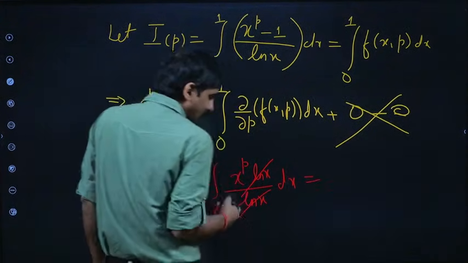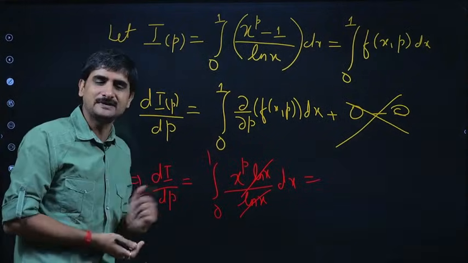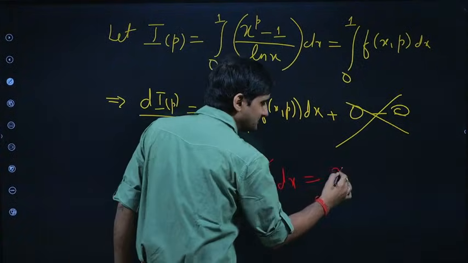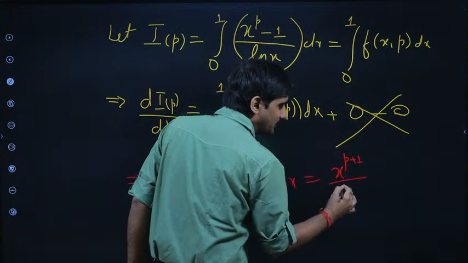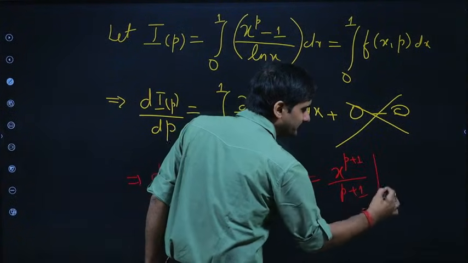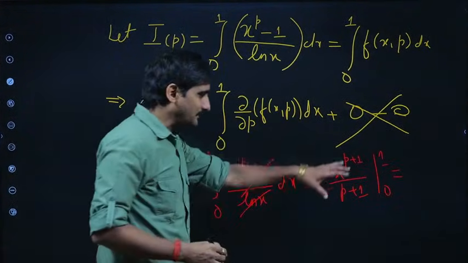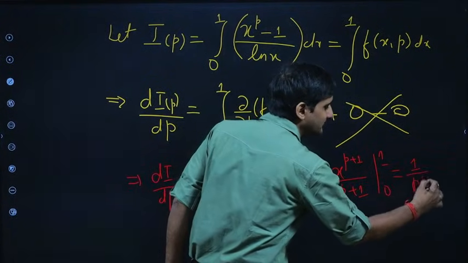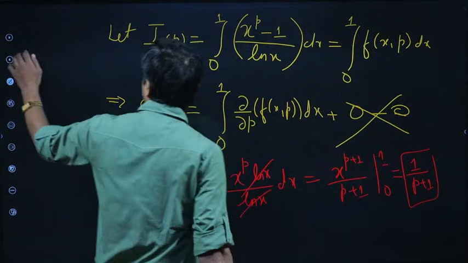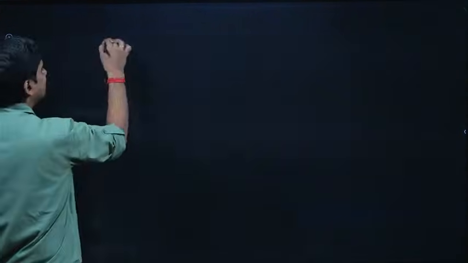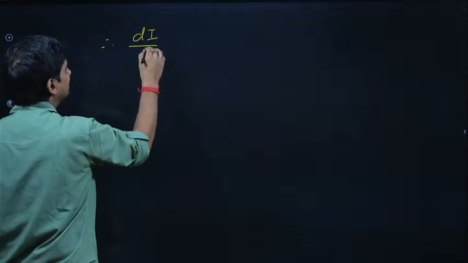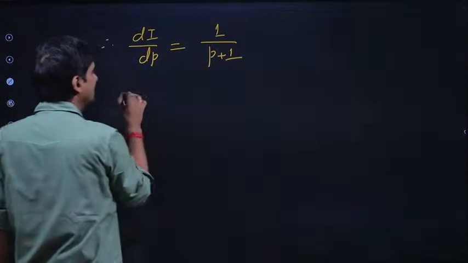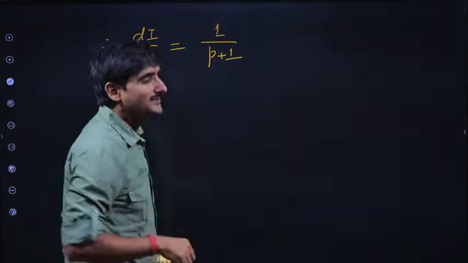So what do we get? Now integrate, because it's a simple integral with respect to x. The integral of x raised to the power p with respect to x is x raised to the power p plus 1 upon p plus 1, from 0 to 1. When you replace x by 1, you get 1 upon p plus 1, minus 0. So the derivative of I with respect to p is 1 upon p plus 1. Now since we need I, integrate it again.